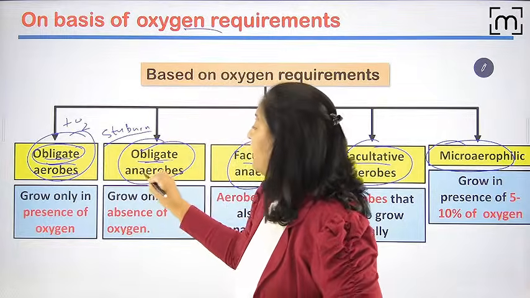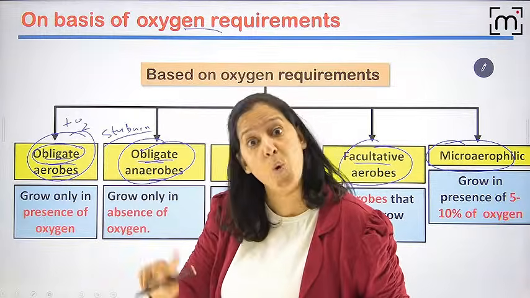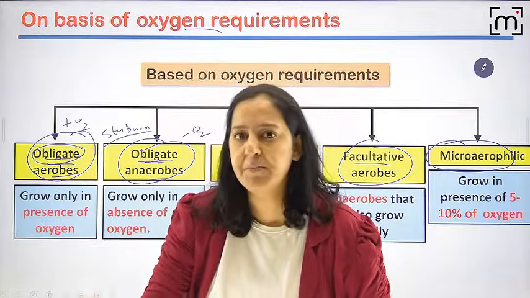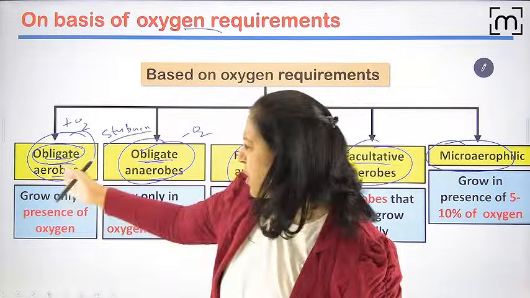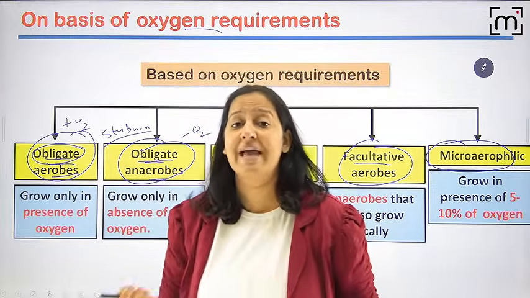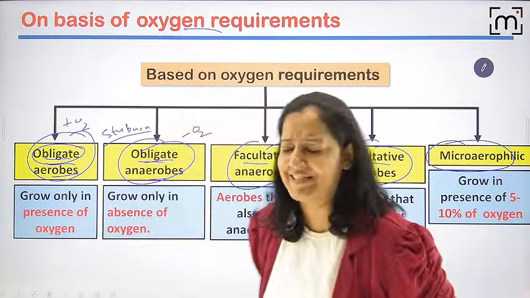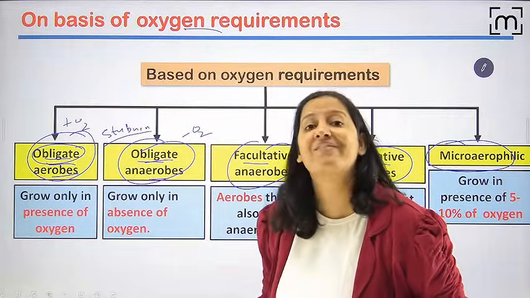Similarly, obligate anaerobes grow only in absence of oxygen. If you don't give them oxygen, they will grow. But if you give them oxygen, they will die. They will not adjust. But most of the world is adjustive like us. Most of the people are facultative. I guess we all are facultative. So we should adjust in adverse conditions.